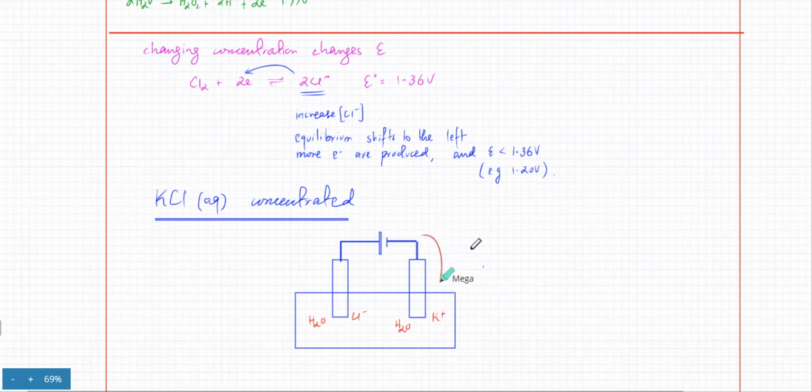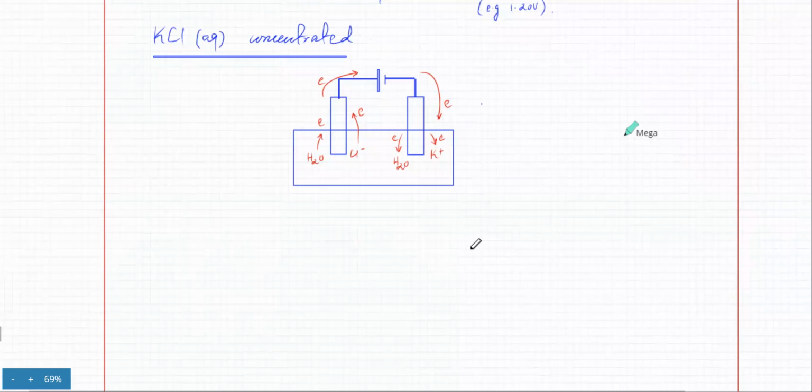Here they're going to try and gain electrons, either water molecules or K⁺. And here the battery is pulling electrons, so they're going to try and lose electrons. So it's either water molecules that end up losing electrons, or it's going to be Cl⁻ that ends up losing electrons. So we need to figure that out. So we're going to try and do just that. I'm going to write down the reactions.